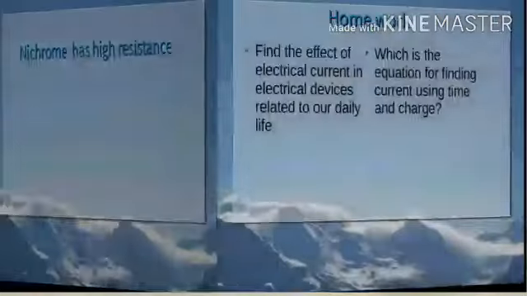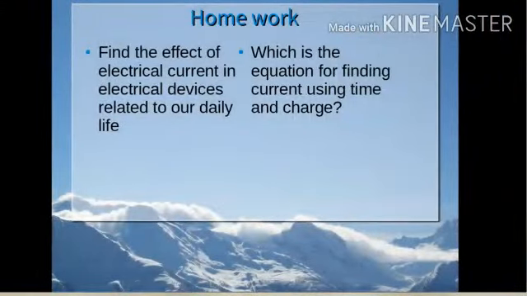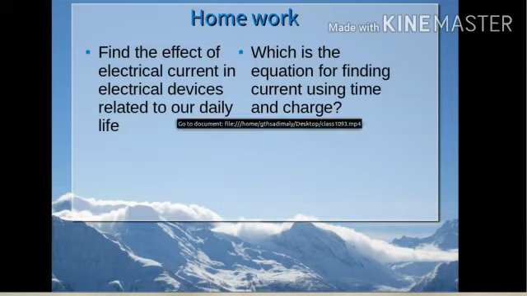You have homework. Find the effect of electric current in electrical devices related to our daily life. There are so many devices that use electric current. So find yourself those devices which use electric current.